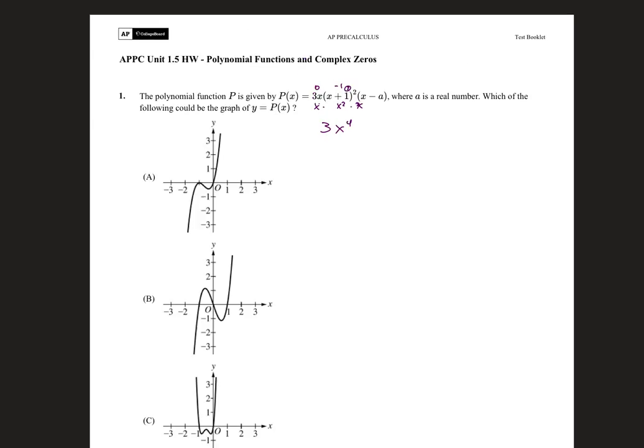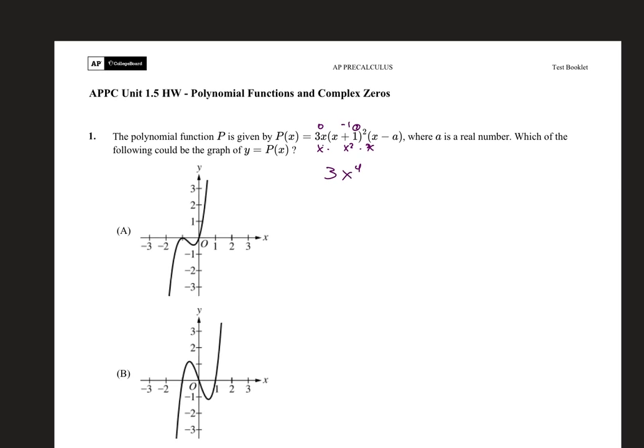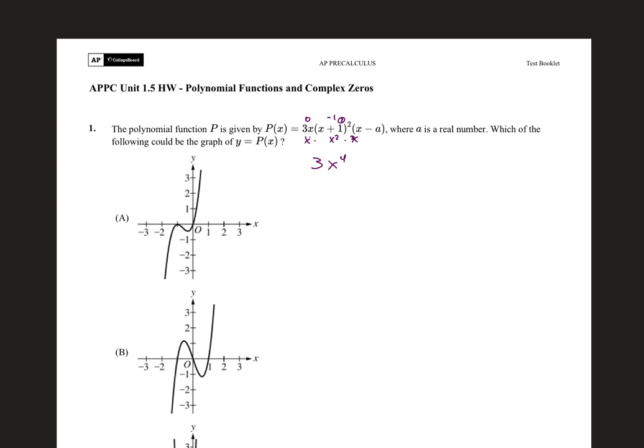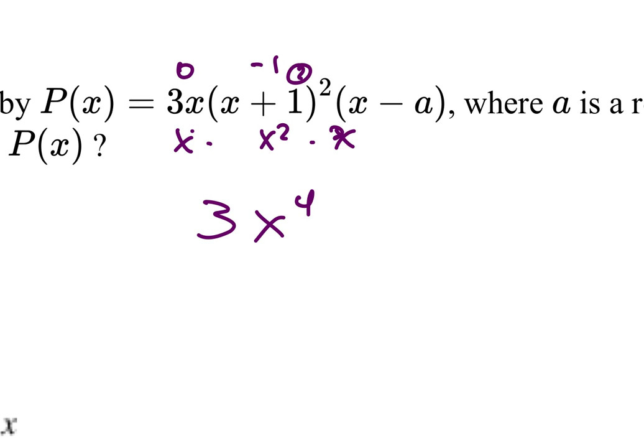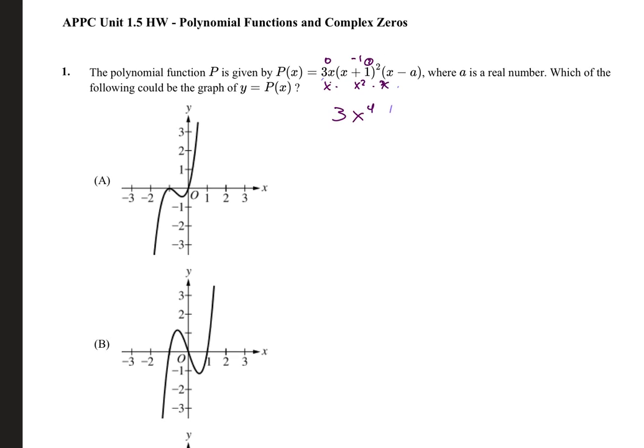All right, AP Classroom. So number 1, it said, which of the following could be the graph? So again, it's already factored for you. You have an x that is 0. You have an x that is -1 with a multiplicity of 2. And then you have another value there that you don't know. So we've got 3 zeros.